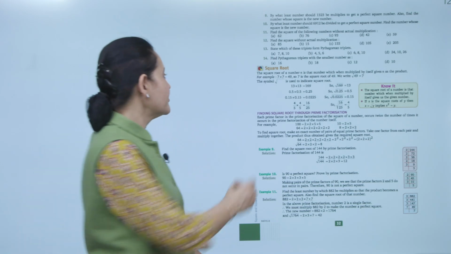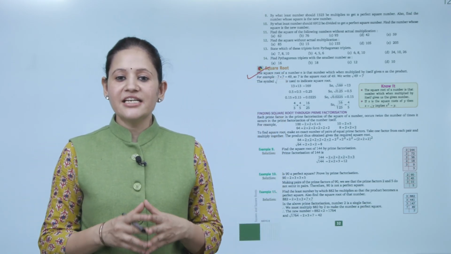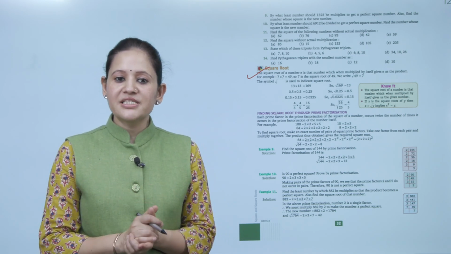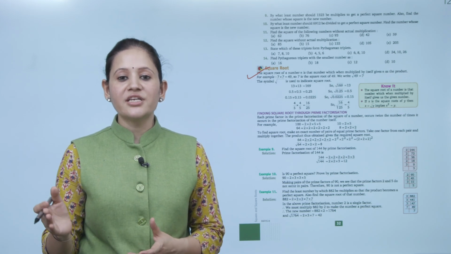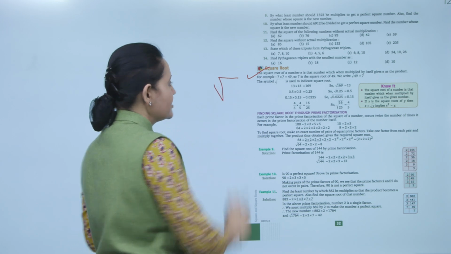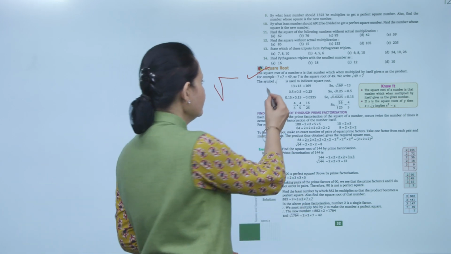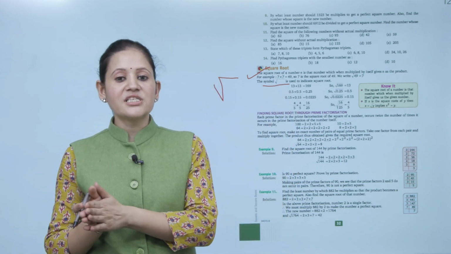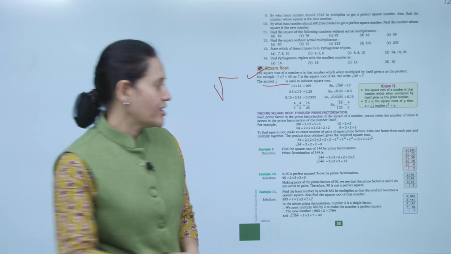Next is square root. The square root of a number n is that number which when multiplied by itself gives n as a product. For example, 7 into 7 that is 49. So 7 is the square root of 49. So we'll write square root. This is the sign of square root, of 49 that is 7. This symbol is used to indicate square root. 13 into 13 that is 169. So square root of 169 is 13. Clear?